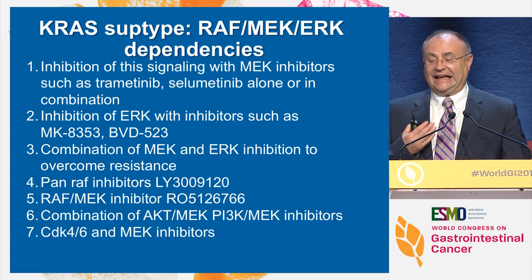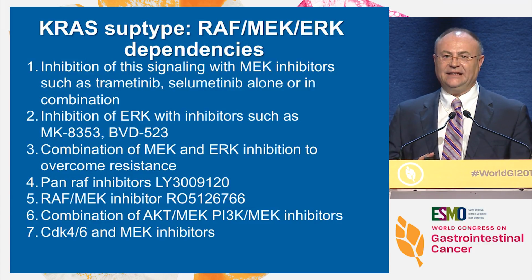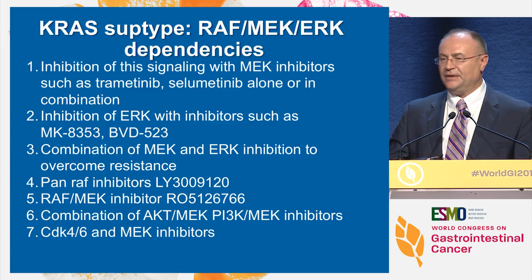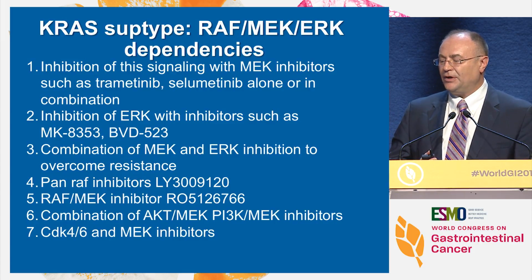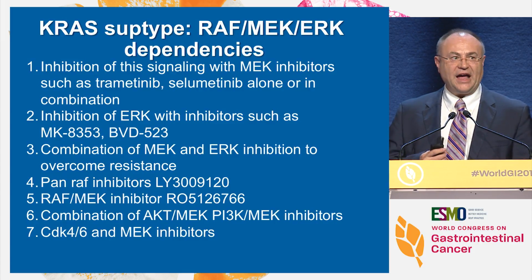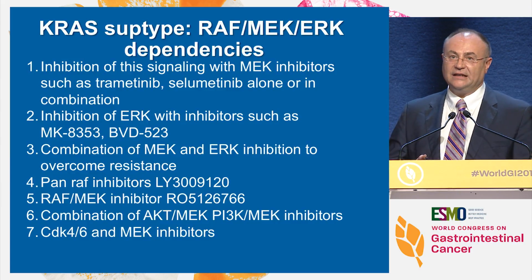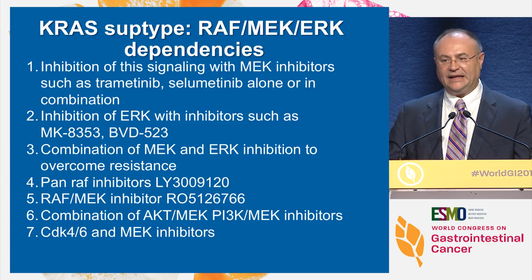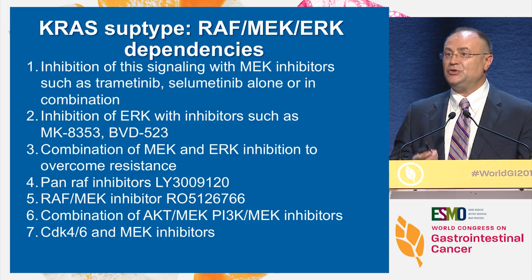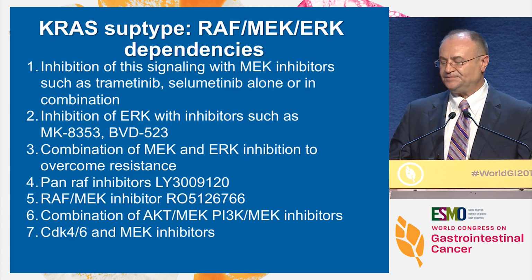So when we look at the RAS subtype, the RAS-MEK-ERK dependency is important for drug development. And here we are seeing potential signals with MEK inhibitors such as trametinib and selumetinib alone or in combination. There are drugs which inhibit the downstream effector, which is ERK, in clinical trials. But all this data suggests you need combinations. MEK and ERK inhibitors seem to overcome the resistance seen in the early clinical trials with a single agent.